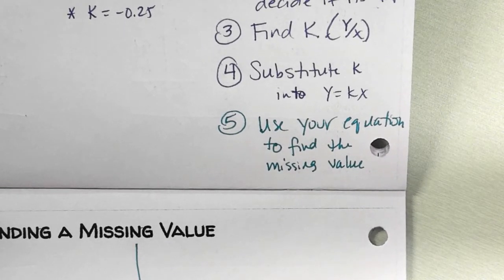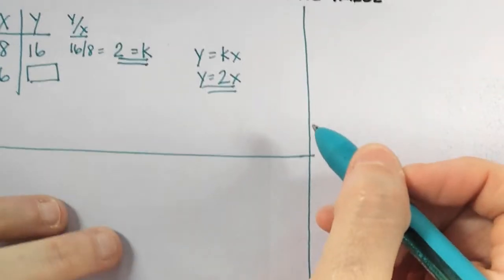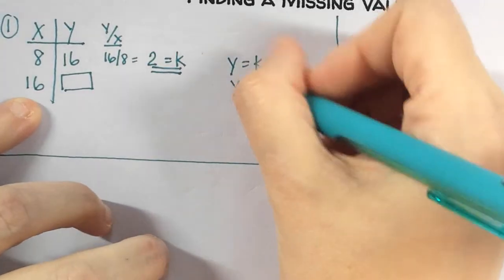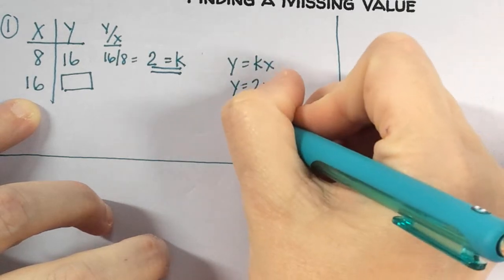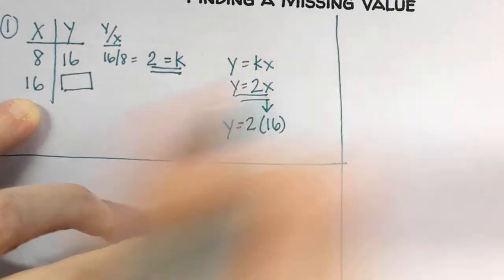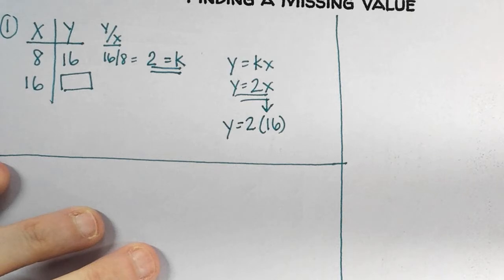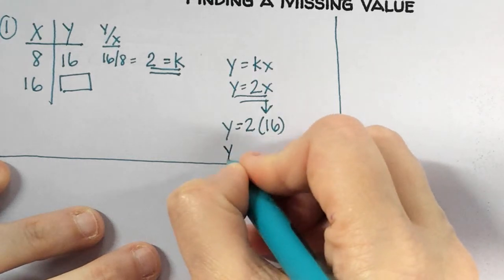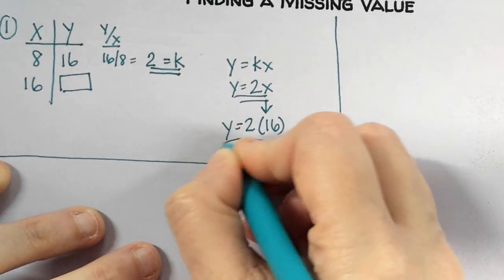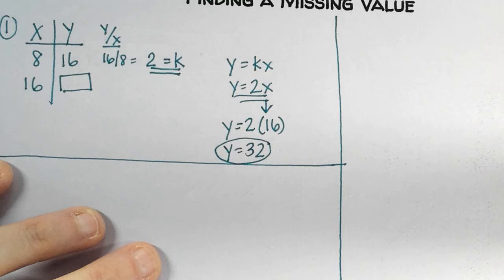Okay, you got it? All right, so now they gave me x, right? So that means that wherever I see an x, I'm going to put 16. I'm just plugging it in. If they had given me a y, I'd plug it in for y. So 2 times 16 is 32. So that's the missing value.